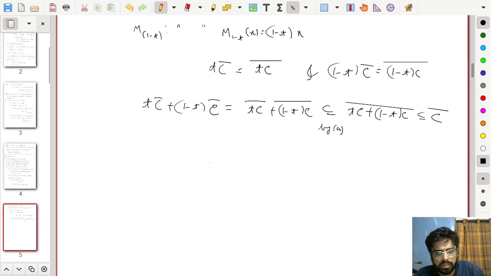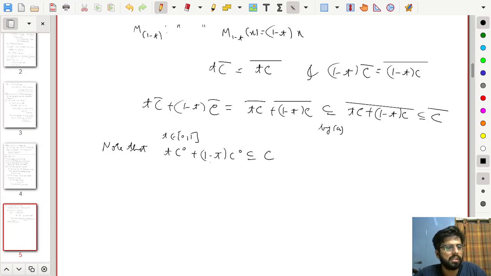Similarly, we have to show C interior is convex. So note that, again with t belonging to the closed interval 0 1, t times C interior plus 1 minus t times C interior is contained in C, right? Because C is convex, right?